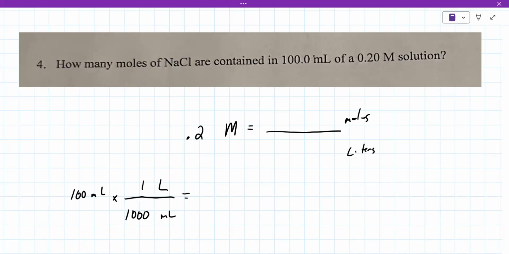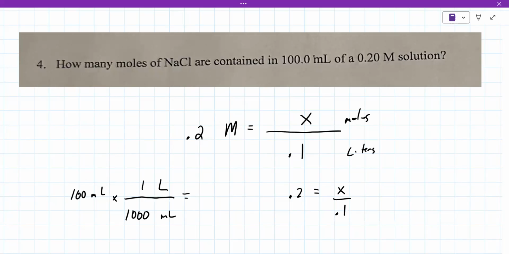So how many liters do we have here? 0.1. 0.1, yeah. And then we don't know the number of moles. So just like the last problem, could you solve this for x? And again, if you need to, you can write it as the equation 0.2 equals x divided by 0.1.